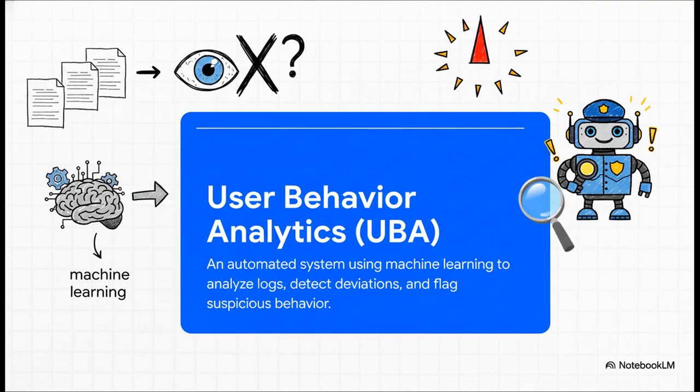Okay, so obviously no human could possibly watch every single log 24/7 to catch stuff like that. It's just impossible. And that's exactly where user behavior analytics, or UBA, comes in. It uses machine learning to build a baseline of what's normal for every user, and then it automatically flags these kinds of dangerous deviations. It's like having an automated security guard that never blinks.